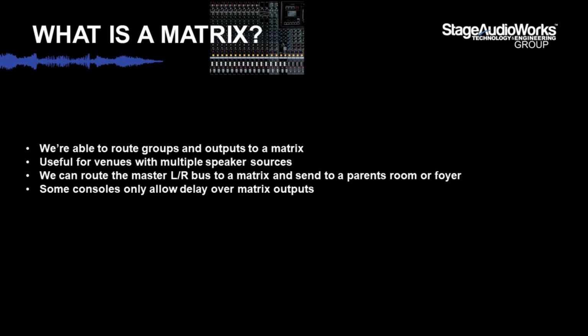Another thing to note is that some consoles only allow delay over matrix output. So say you have a venue with delay speakers, for example, to cover the back half of the audience, because sound takes time to travel. You will obviously hear the closest speakers first. So you will need to time delay your second set of speakers so that they're in phase with the rest of your PA system. And on many consoles, you can only do this over the matrix outputs.